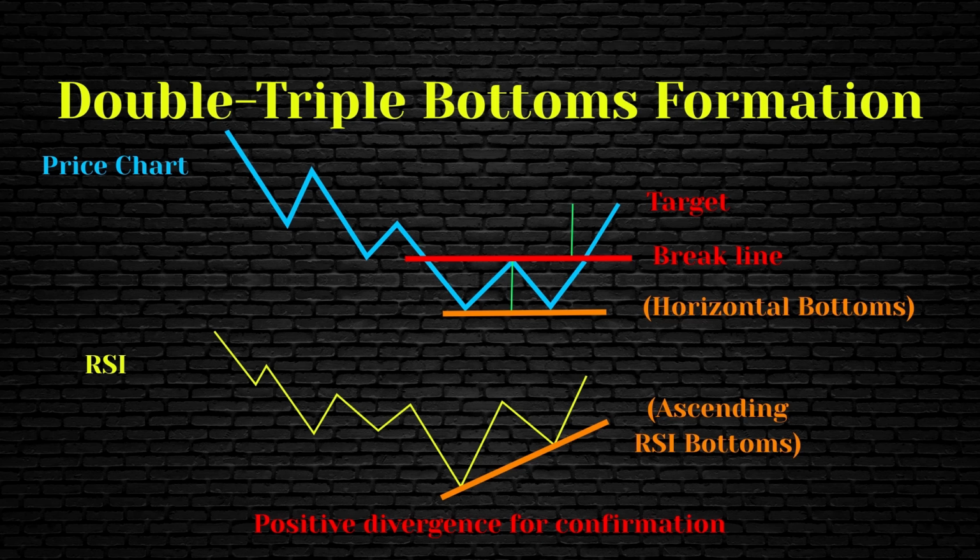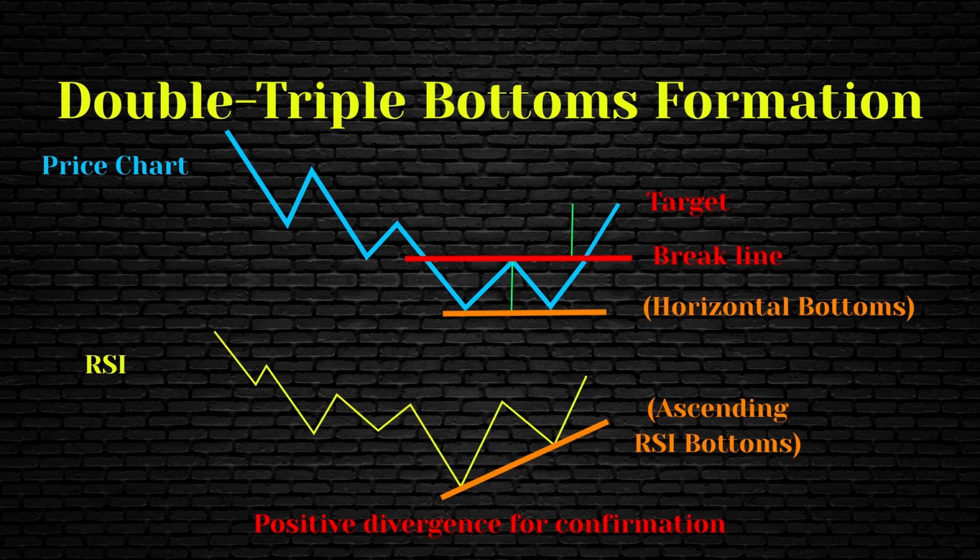This type of formation usually happens after a prolonged decline. Volume is low at the first bottom and higher at the second. Positions are taken when the breakout resistance is breached with high volume, and the target is the distance from the bottom to this resistance, projected upwards.